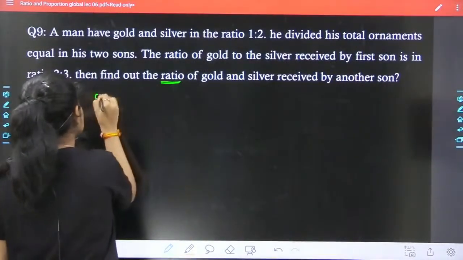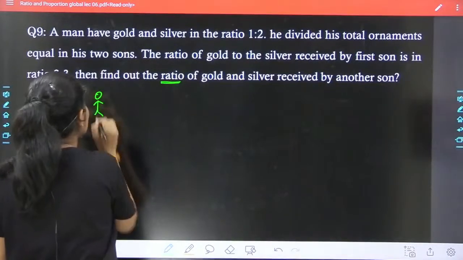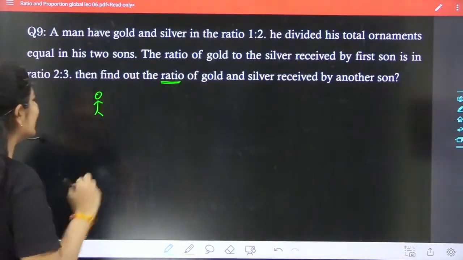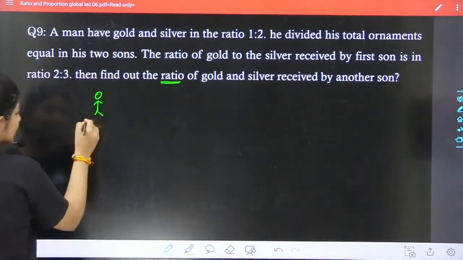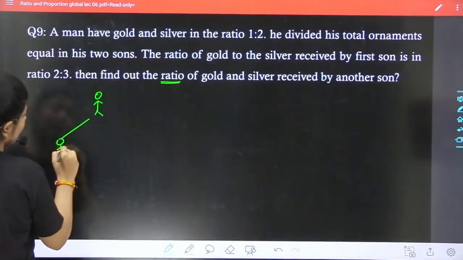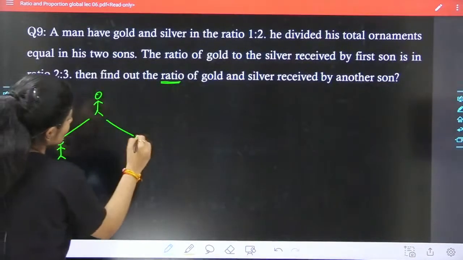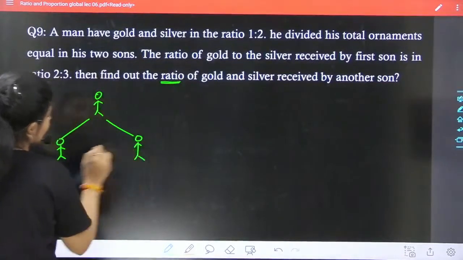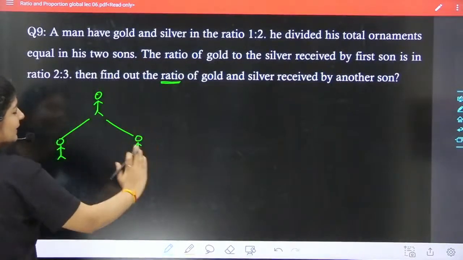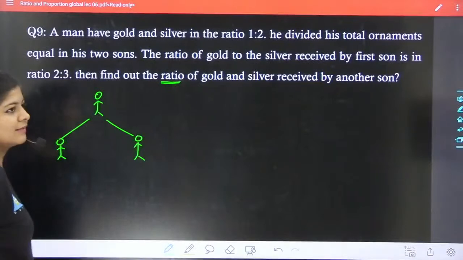A man divided all his ornaments in two equal parts between his two sons. First son and the other one, second son.